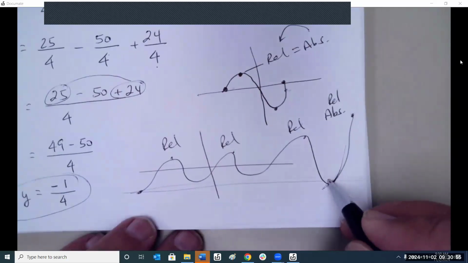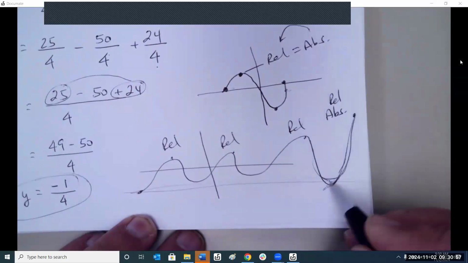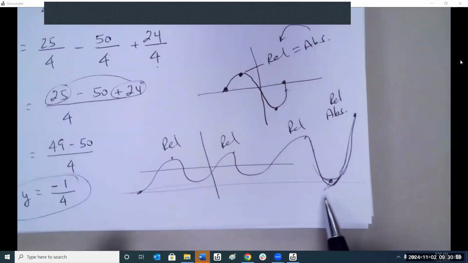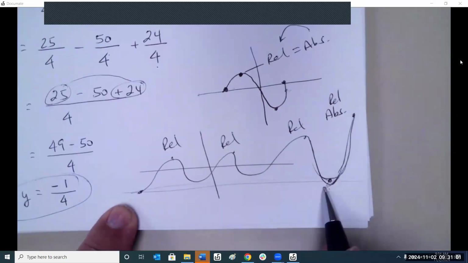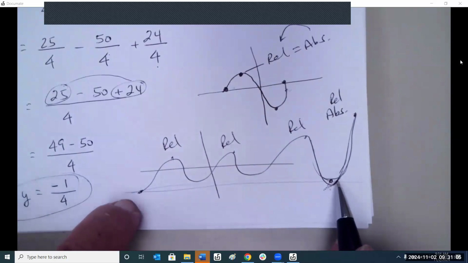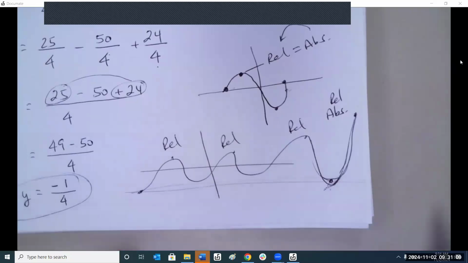I'll try to make this one the same on the bottom. So both of these are relative, so there is no absolute. If you have more than one, then it's not absolute. They're all relative minimums. Absolute means it's one and only one, highest or lowest.